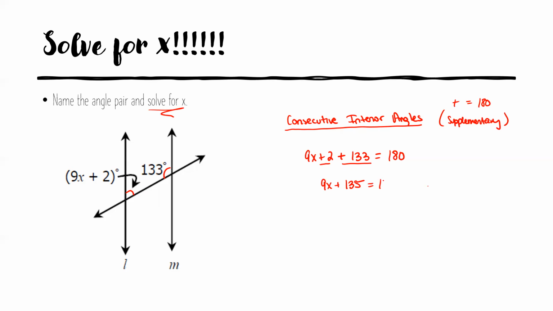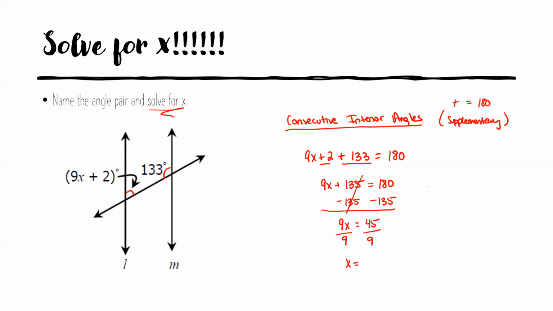And that should equal 180. Next is numbers with numbers. We're going to move the 135 to the opposite side. So opposite sign, minus 135 minus 135. That goes away, and so I'm left with 9x equals 180 minus 135. That gives me 45. And lastly, to leave x by itself, I divide by the same, divide by 9.